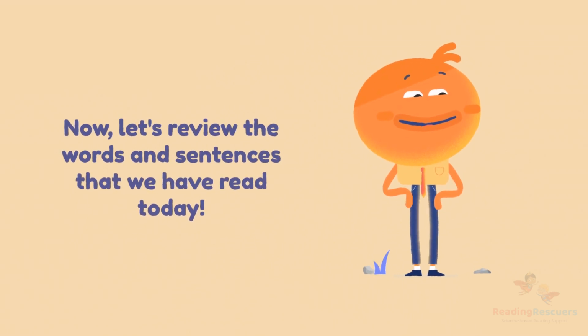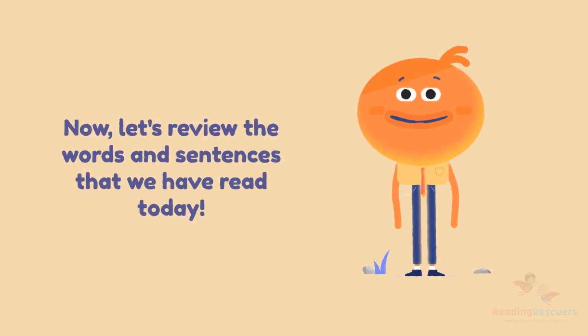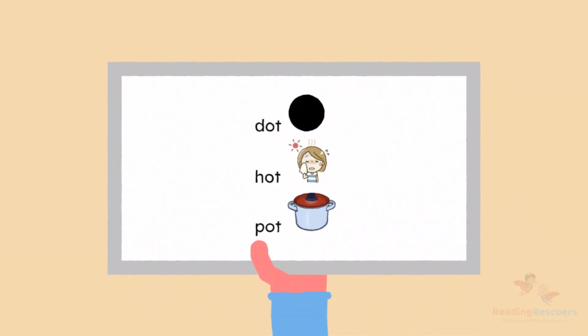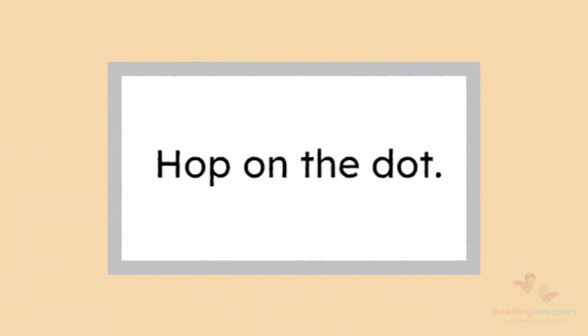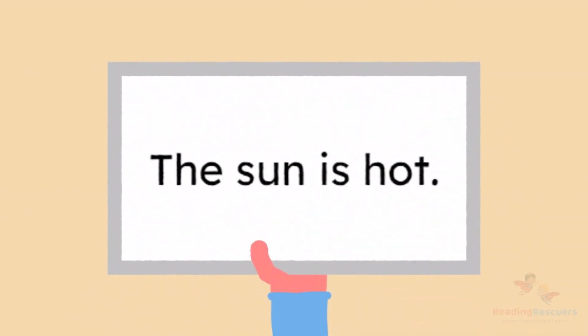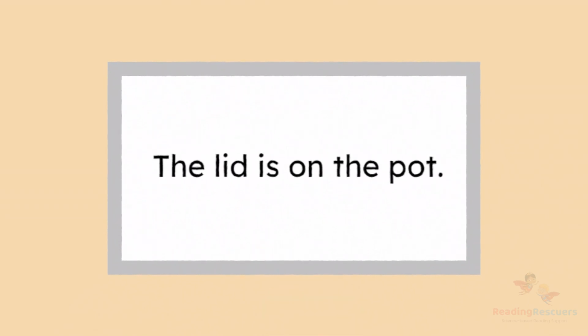Now, let's review the words and sentences that we have read today. Dot, hot, pot. Hop on the dot. The sun is hot. The lid is on the pot.